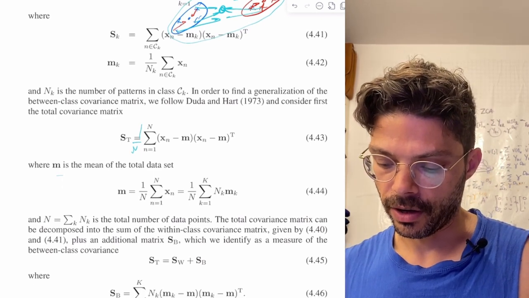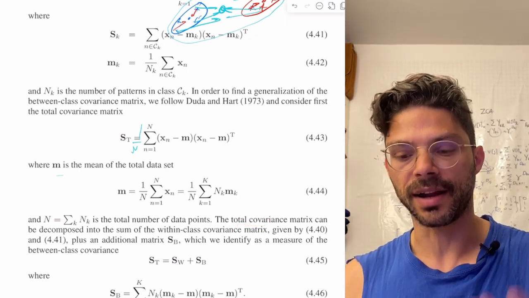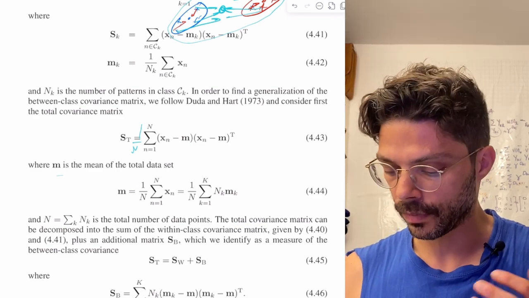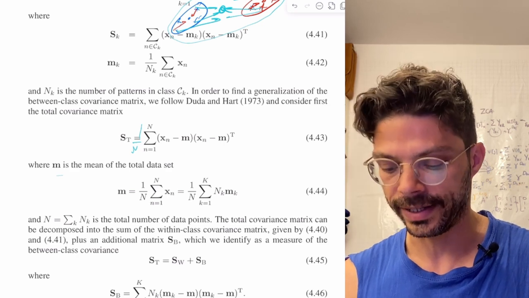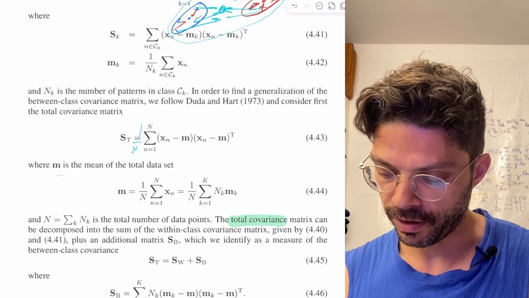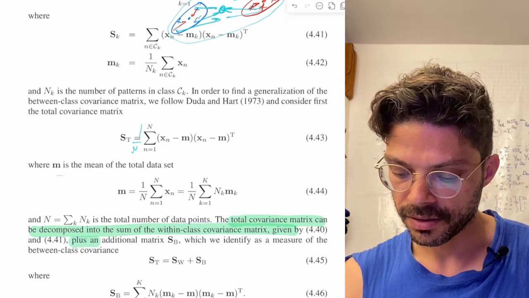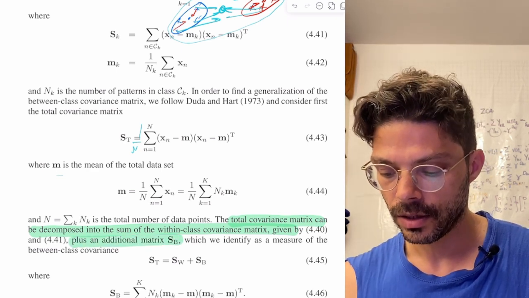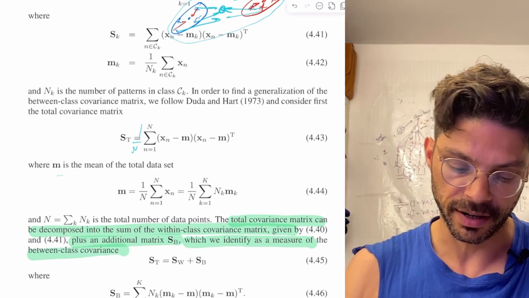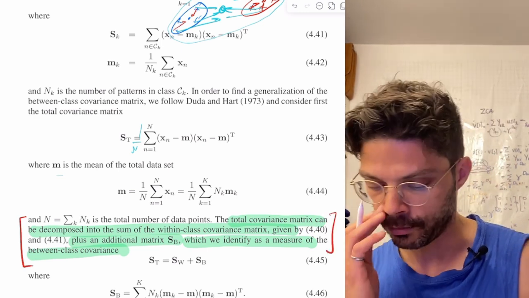So the total covariance, and this is a cool idea. I think this idea of analysis of variance, analysis of covariance, is a really neat idea that comes up quite a lot in these linear approaches in statistics. The total covariance matrix can be decomposed into a sum of the within class covariance plus an additional matrix S_B, which we identify as a measure of the between class covariance. I'd say this is probably the most important idea here.